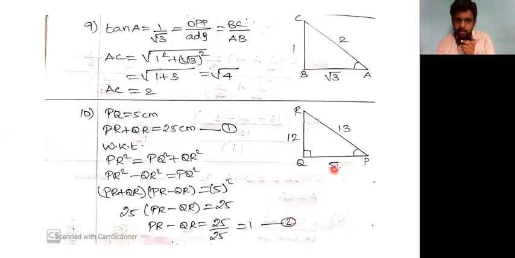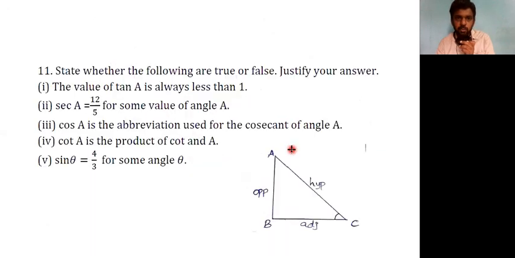For example, we'll check in this sum itself. Here, tan P is equal to 12 divided by 5, which is greater than 1, whereas tan R is equal to 5 divided by 12, which is less than 1. So both the cases are possible for tan theta, tan A. It can be either less than 1 or greater than 1. So it is not always less than 1. Therefore, the first statement is false.